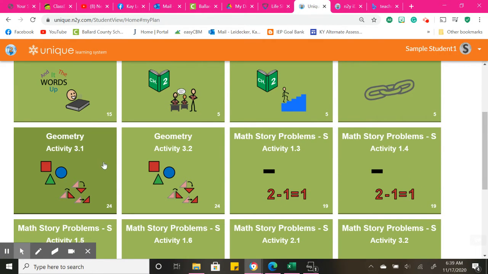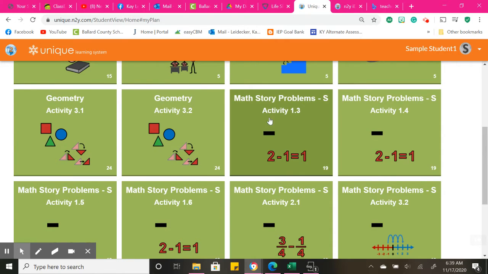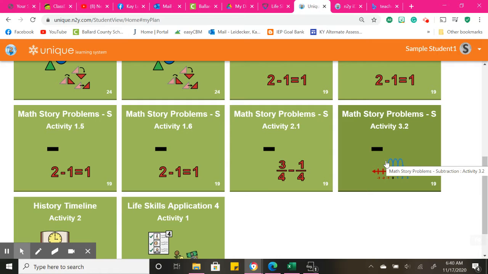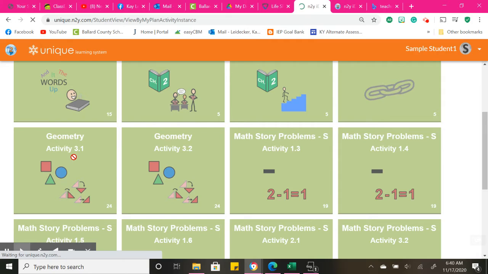And then for math, you have 2 geometry boxes, and then you have 5 boxes of adding and subtracting to 50, and subtracting to 20 and subtracting to 50. And then you have positive and negative integers where we will add and subtract positive and negative numbers. A history timeline, you're placing the events in the order of events. And then your life skills application. So I'll start with geometry.